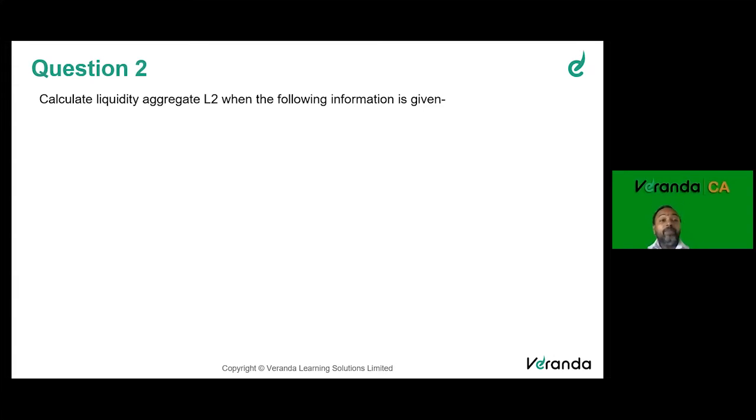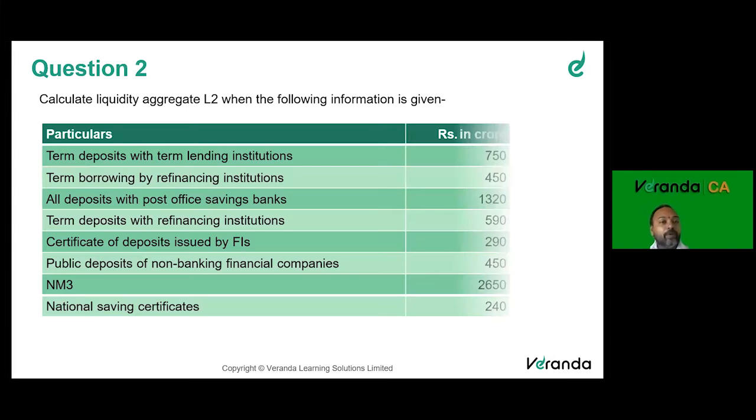So the second question goes like this. Here there is a computation related problem. They have provided the details like this. Calculate liquidity aggregate L2 when the following information is given. They have given a vast number of details.